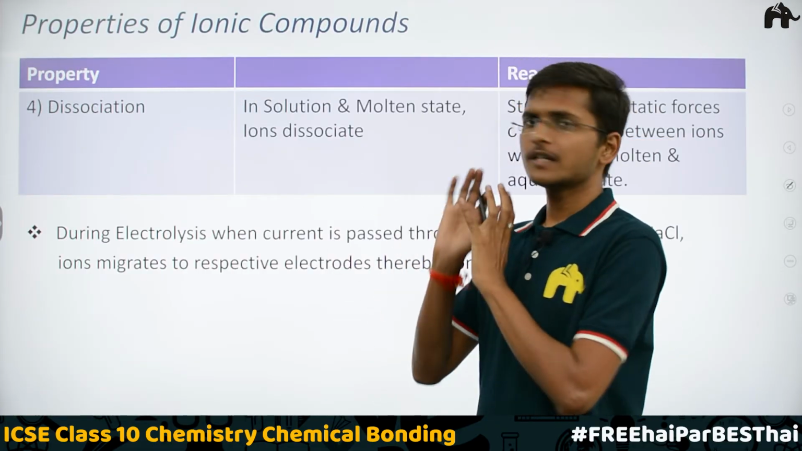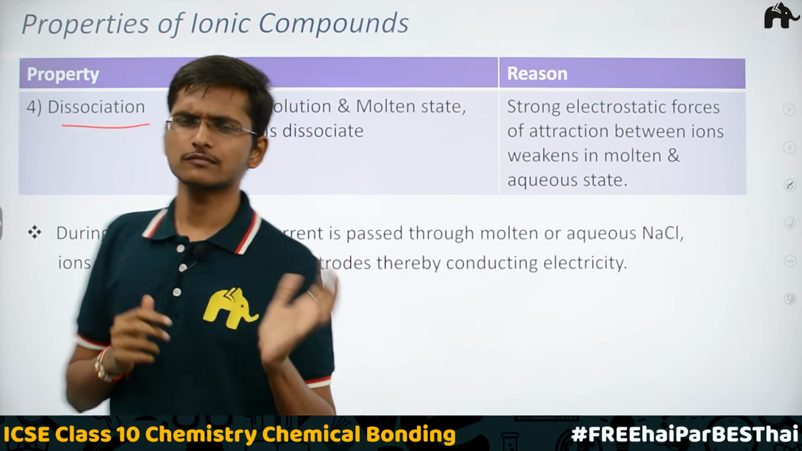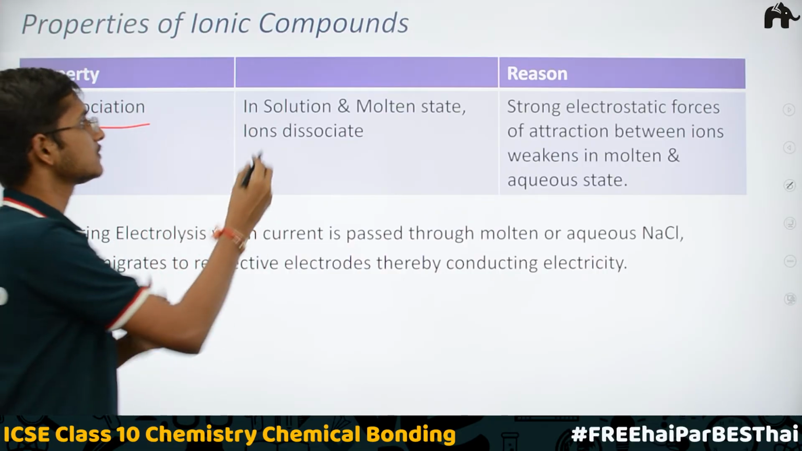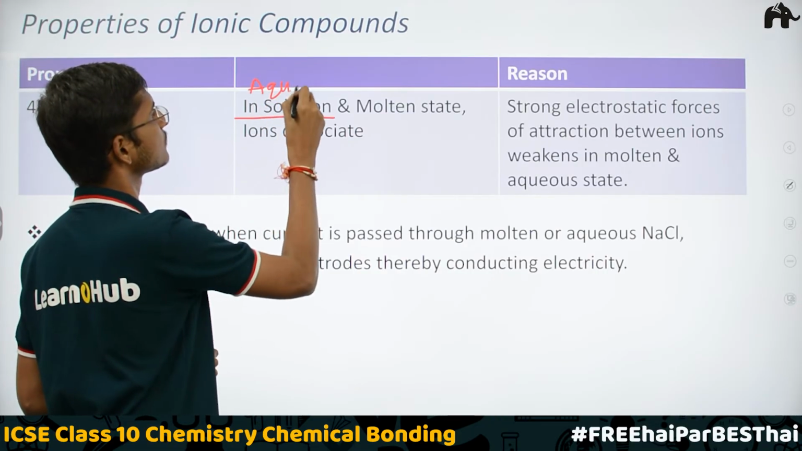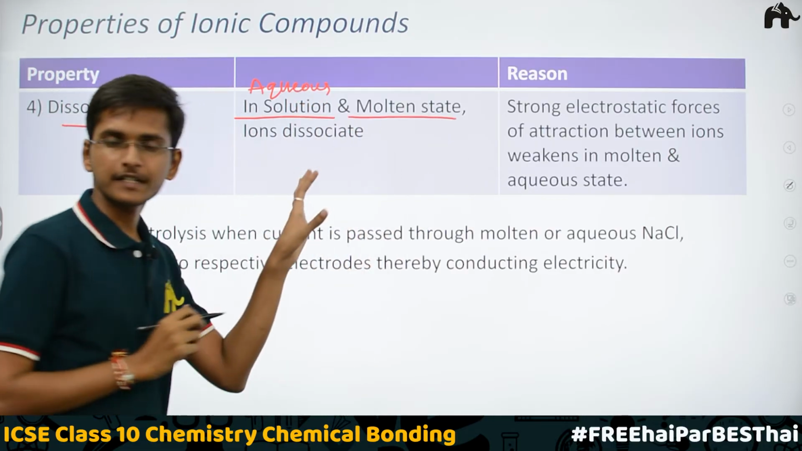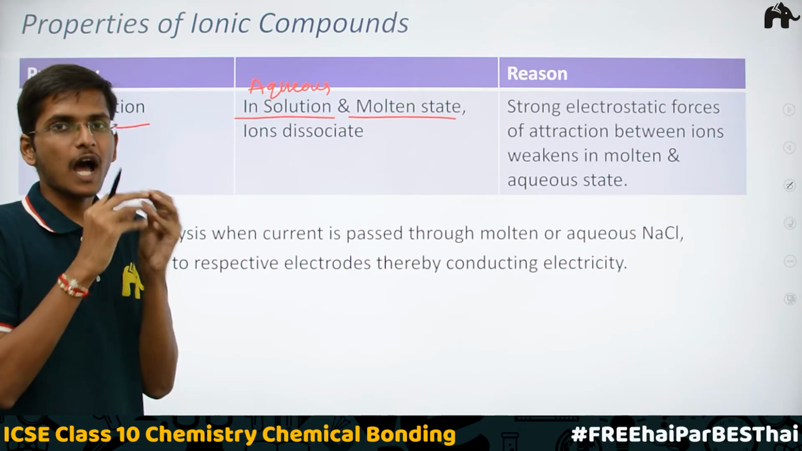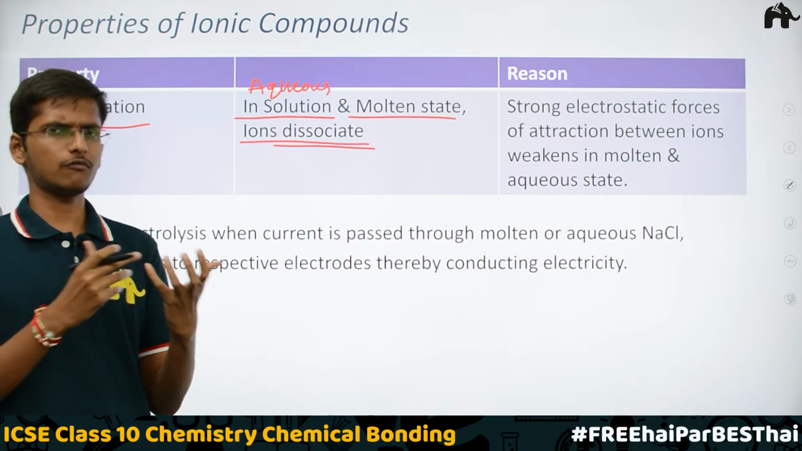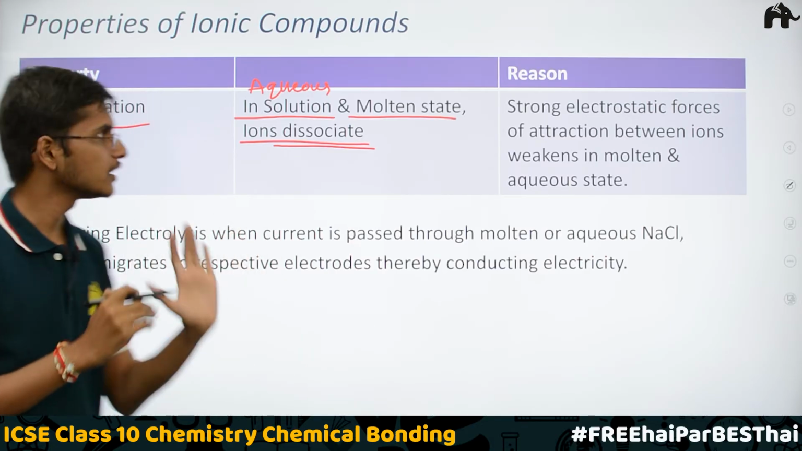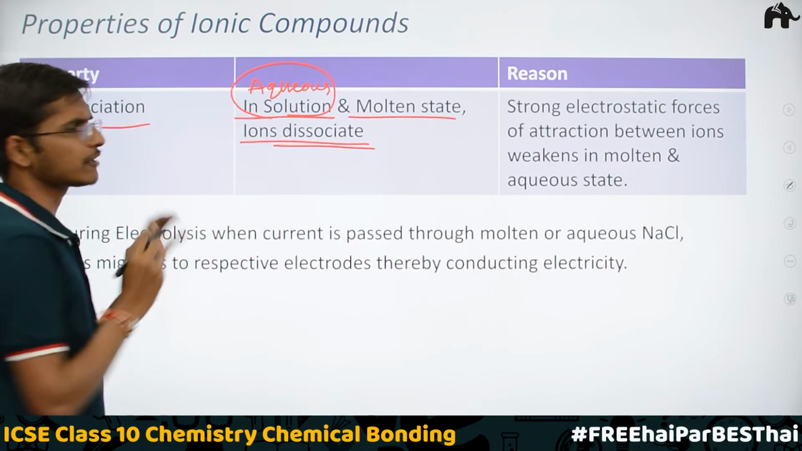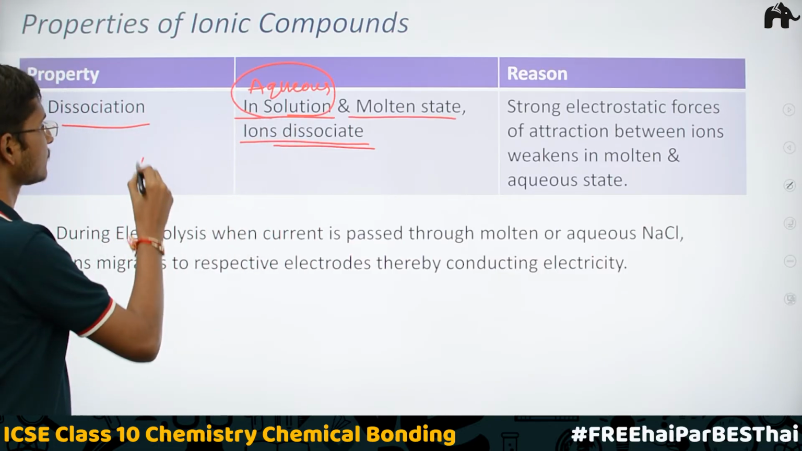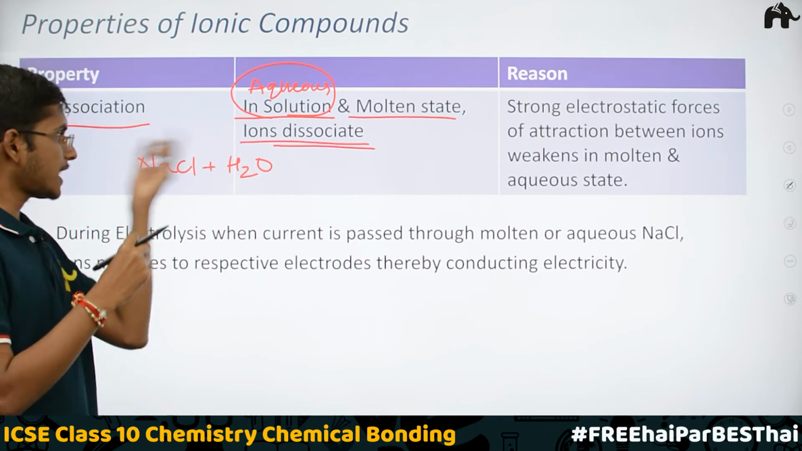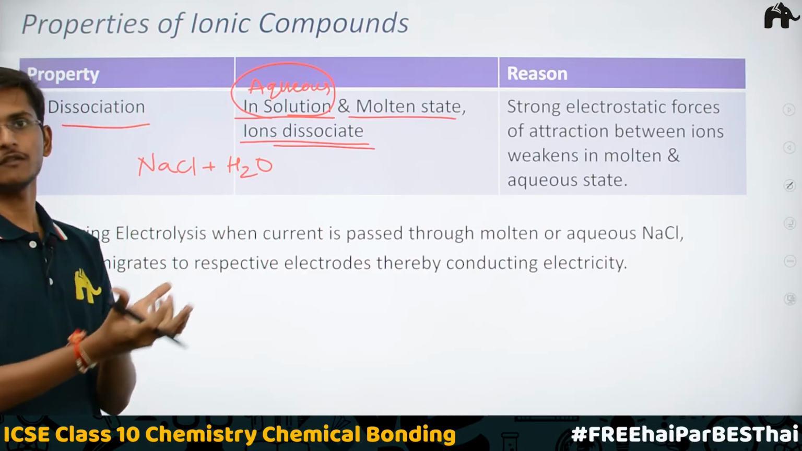So friends, the next property is dissociation, okay? Now actually you know the meaning of dissociation. It means separation. Now in aqueous solution and in molten state of ionic compounds, ions separate, ions dissociate. Now what does this mean, or why is this happening? Let's see. First let's understand what an aqueous solution is. Aqueous solution means I have taken an ionic compound like NaCl and I have added it into the water. So after adding the NaCl in water, an aqueous solution will be formed.